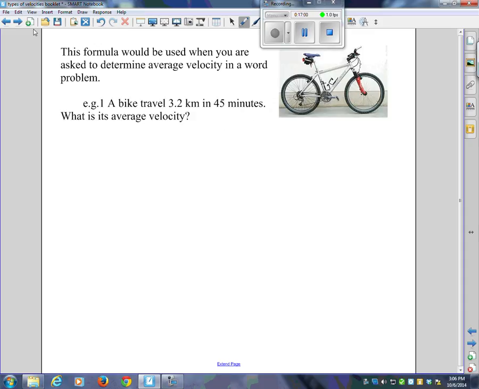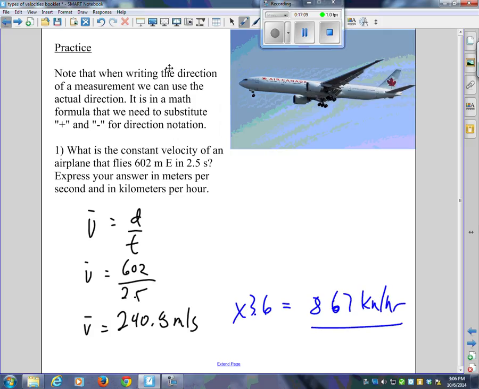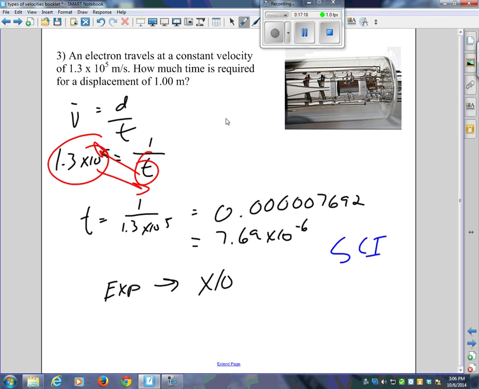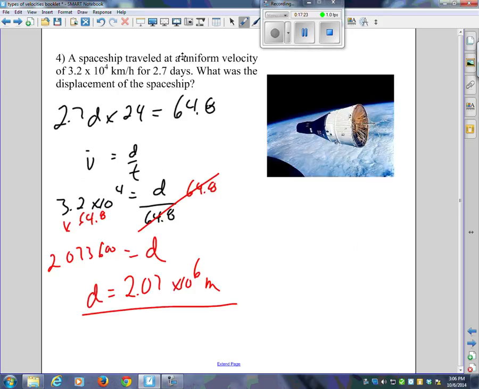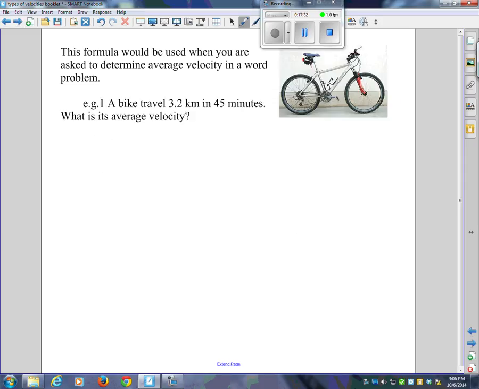If you're asked to find average velocity, see in all of these questions, it was assumed that the object is moving at constant velocity. Right, all of these. Uniform velocity. Uniform means constant rate. Now, these ones here we're talking about not constant velocity. We're talking about going slower, going faster, but for average velocity, we're talking about the same formula. In fact, most people won't even recognize that it's different.